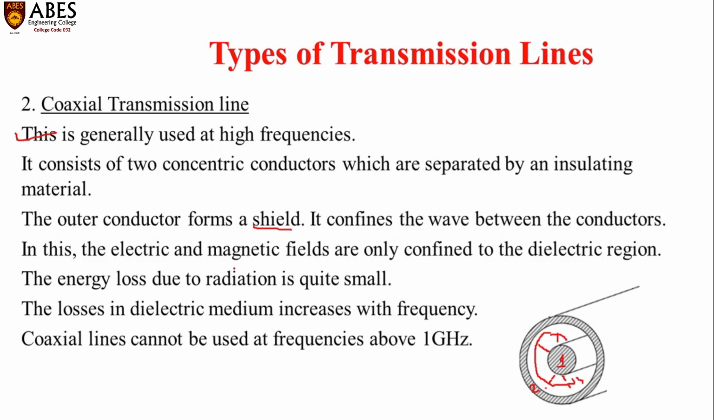In this, the electric and magnetic fields are confined only to the dielectric region, which is between the two conductors. Energy loss due to radiation is quite small in the case of a coaxial transmission line. The losses in the dielectric medium increase with frequency. Coaxial lines cannot be used at frequencies above 1 gigahertz.